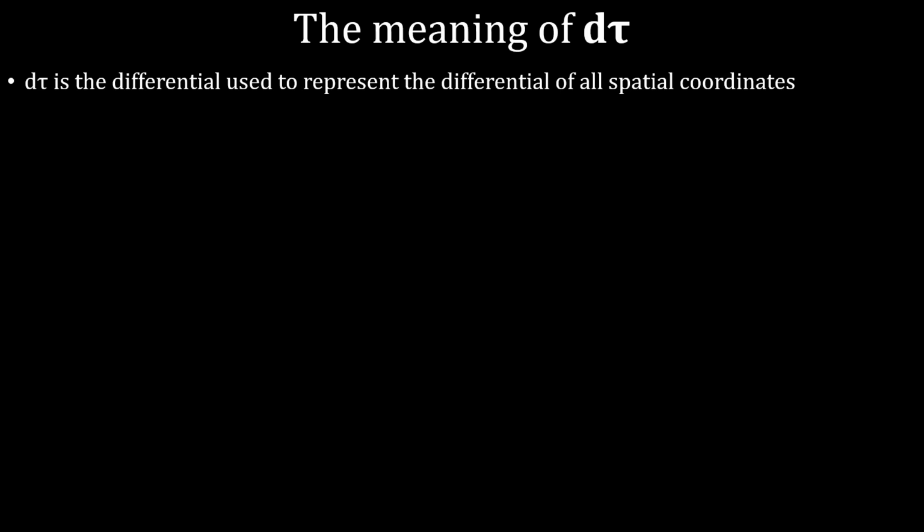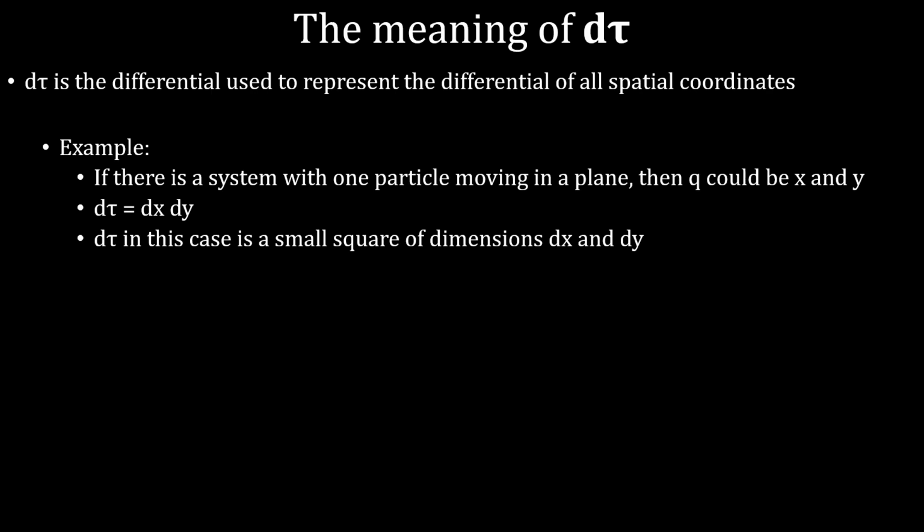So the next piece of groundwork we have to lay is this thing, d tau. What is it? d tau is the differential we use to represent the differential of all spatial coordinates. For example, if there is a system with one particle moving in a plane, so again being able to move in the x and y direction, our spatial coordinates Q would again be x and y, as we saw on the last slide. So d tau would be the differential of each of these spatial coordinates multiplied, so it would be dx times dy. And in this case, d tau would be a very small rectangle of length dx and width dy.